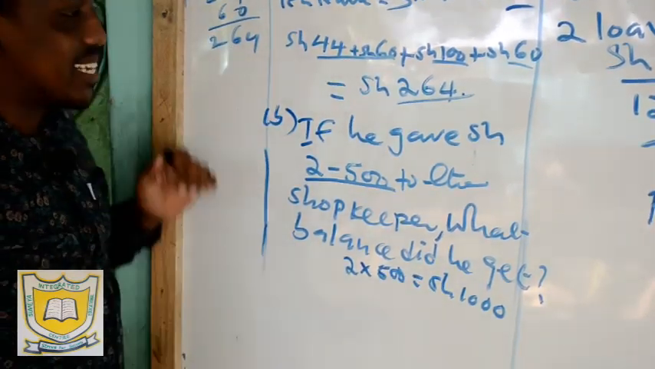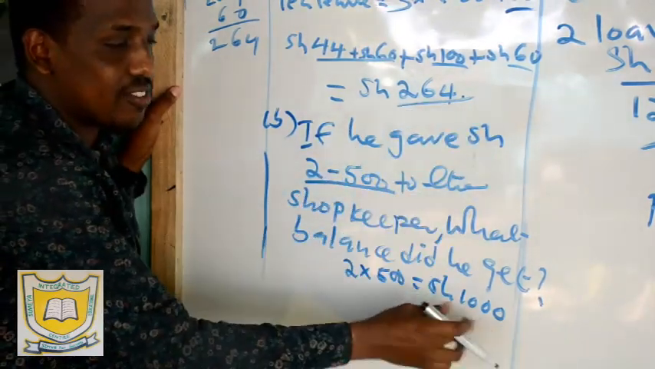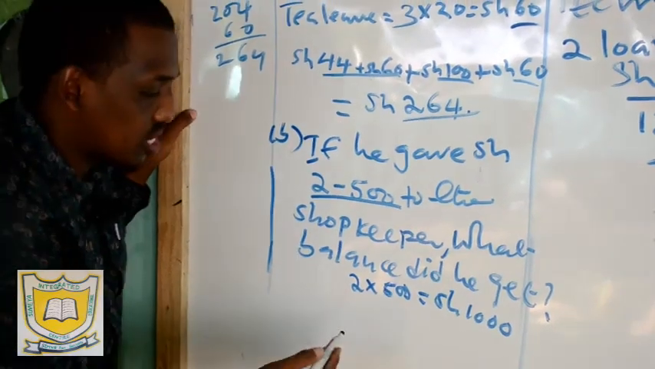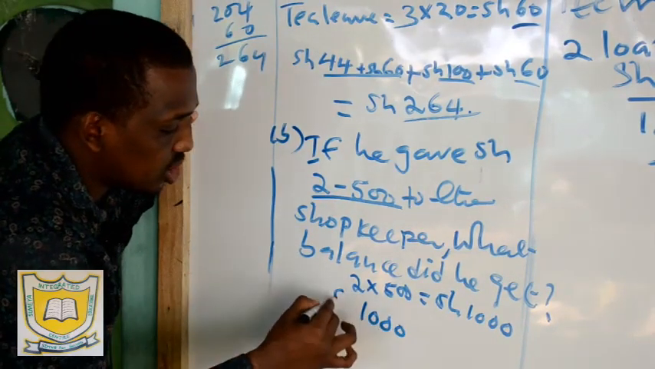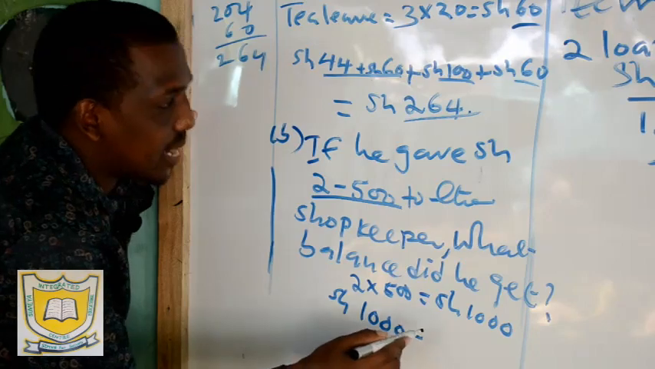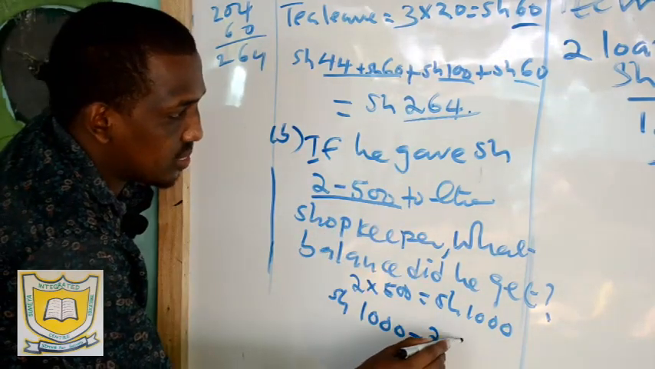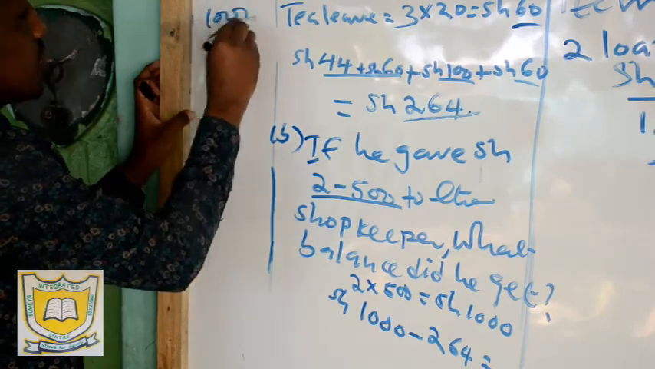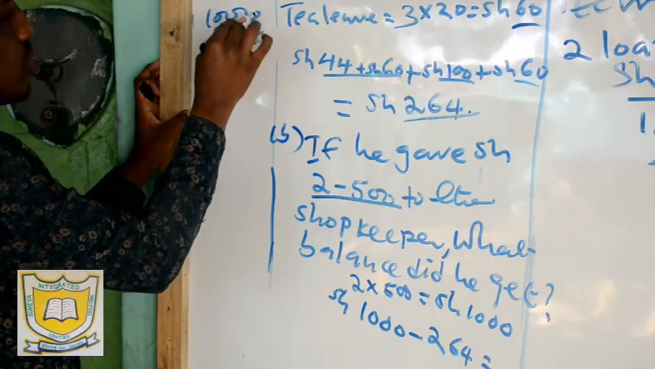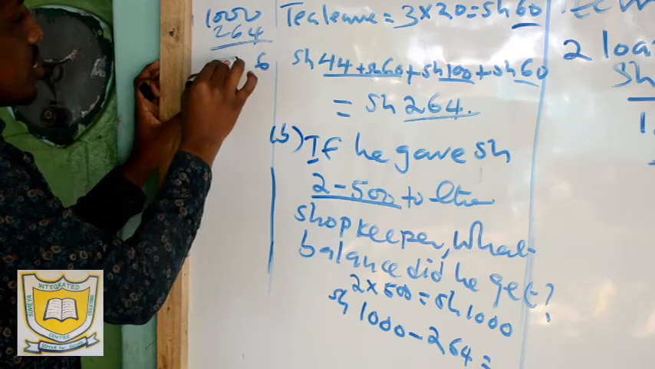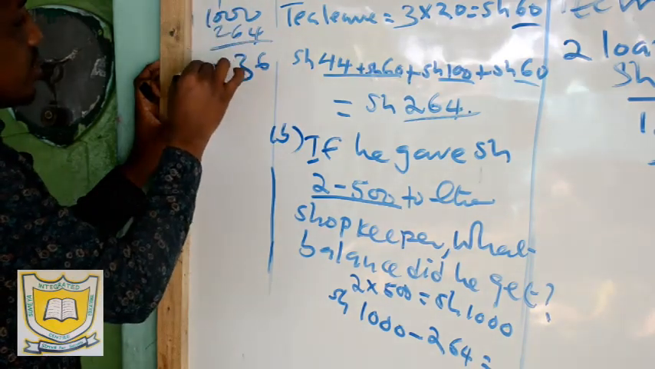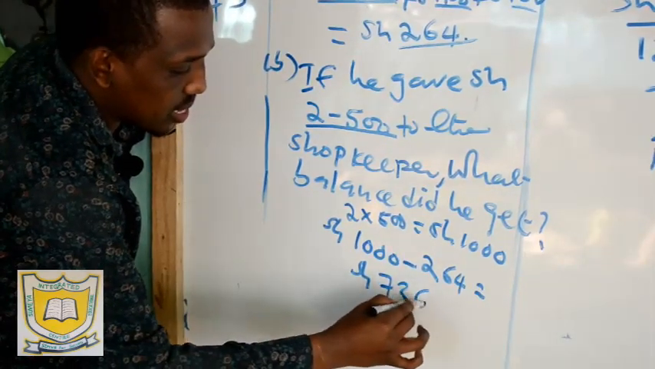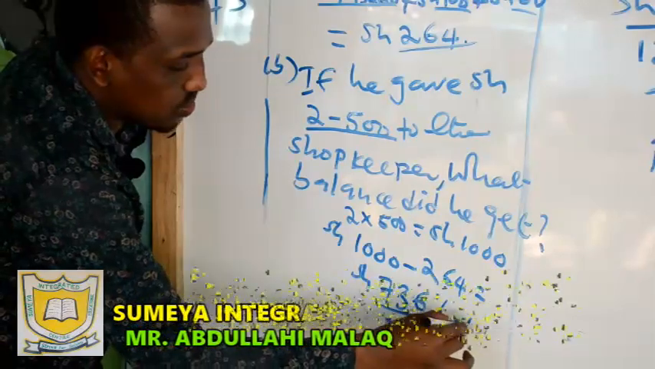What balance did he get now? He was told to bring this one, and he gave the shopkeeper this now. What was the balance? Change. What was the change? So you subtract. You only subtract. Shillings 1,000 he gave to the shopkeeper minus the bill, which is 264. So let us subtract it now. 1,000 minus 264. Here you get 6, here remains 3, here remains 7. The balance is shillings 736. That is the balance now.